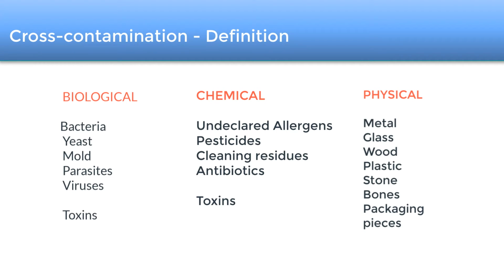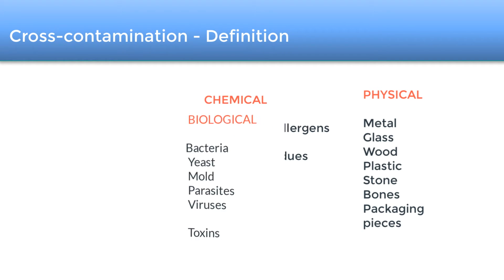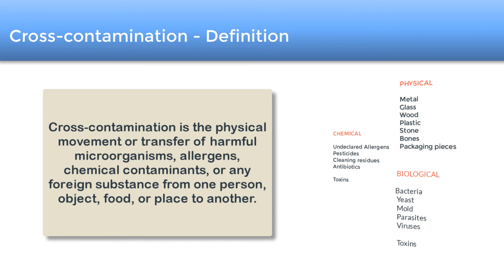All of these hazards can be transferred to products through cross-contamination. Cross-contamination is the physical movement or transfer of harmful microorganisms, allergens, chemical contaminants, or any foreign substances from one person, object, food, or place to another. Identifying cross-contamination points helps to ensure that potential hazards at cross-contamination points are considered in your food safety plan. This is why developing a process flow diagram was highly recommended in the starting your food safety plan stage.